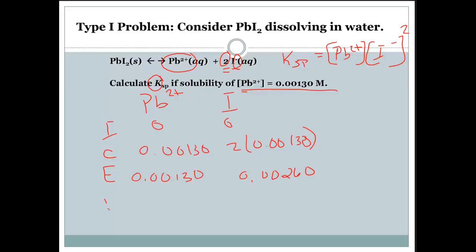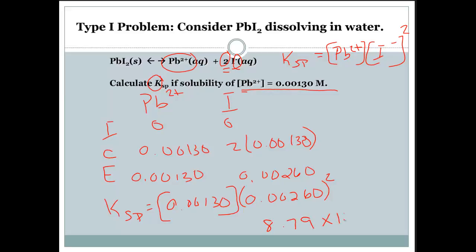Now we can determine the Ksp. The lead at equilibrium is 0.00130. It does not have a coefficient, so I don't have to worry about squaring it or anything like that. Then iodine is 0.00260. It does have a coefficient of 2, so I'm going to square it. If it was 3, I would cube it, so on and so forth. Multiply that all out, and I get 8.79 times 10 to the negative 9. And that's how you solve for Ksp.